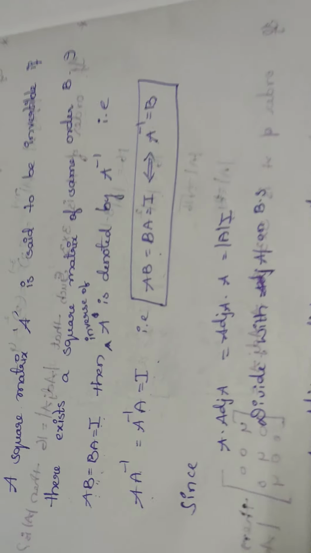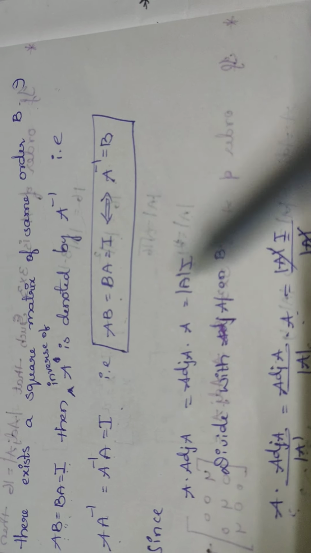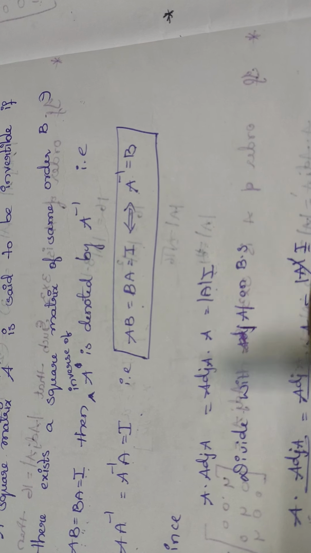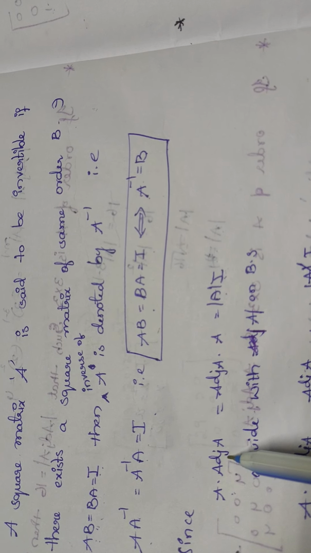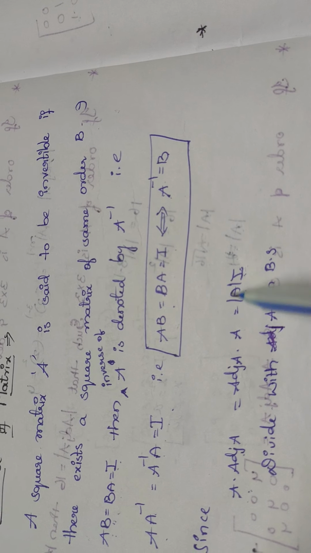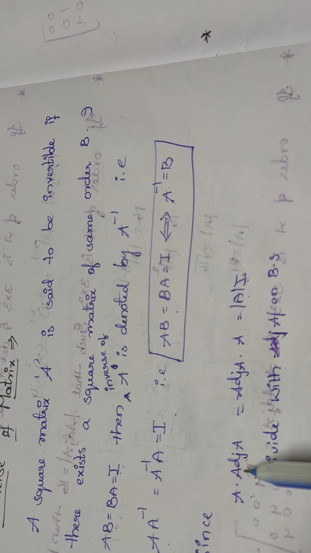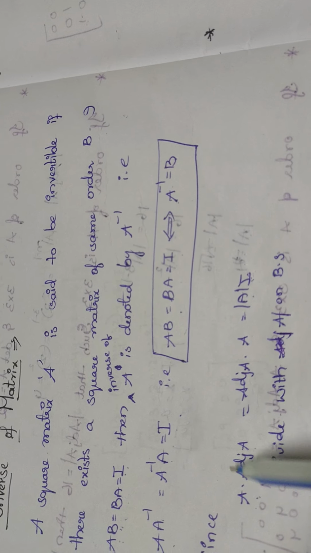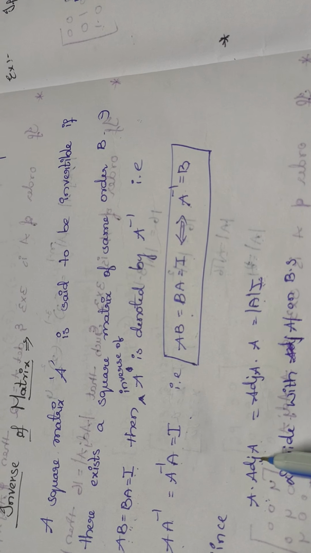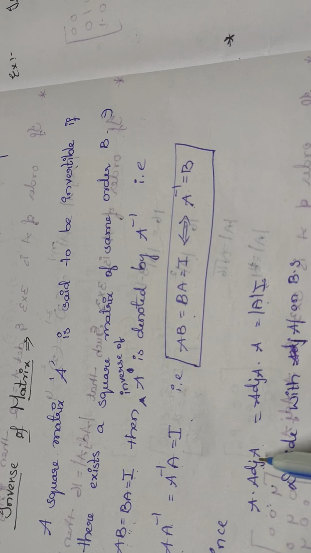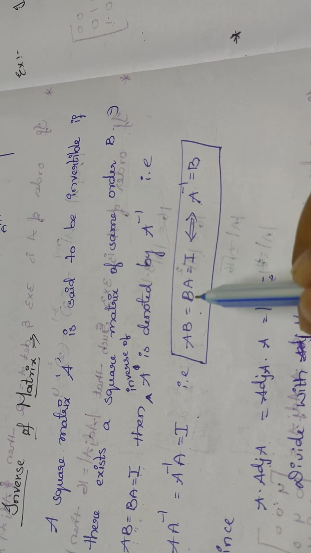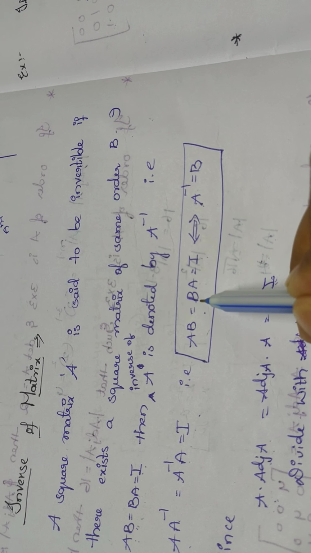Actually, in other words, you can understand one thing. If you transpose det A to this side, A by det A into adjoint of A is equal to I. A by det A into adjoint of A is equal to I means, let us consider adjoint of A is the matrix A, some matrix A, and A by det A is another matrix B. If BA is equal to I, that means AB is equal to BA is equal to I, then A inverse is equal to B.